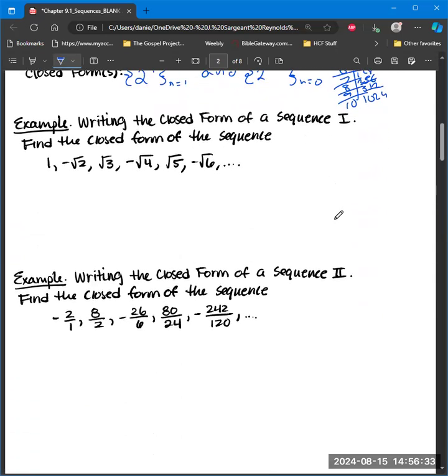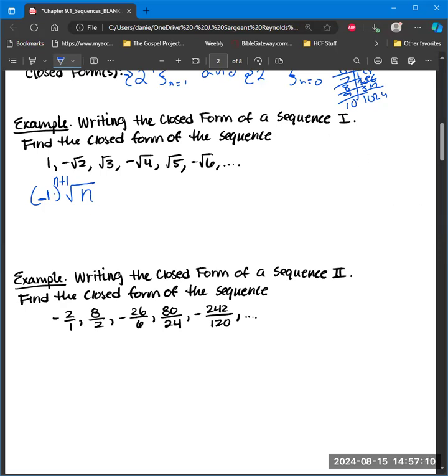So let's see if we can write a closed form for the sequence 1, negative root 2, root 3, negative root 4, root 5, negative root 6. So I see a root n there going on, but I also see that the sign is changing, and it starts off with a positive sign. So I'm going to say maybe n plus 1, because it starts off with an even power on the negative 1 since it's positive, and then it goes to an odd power, and so on.